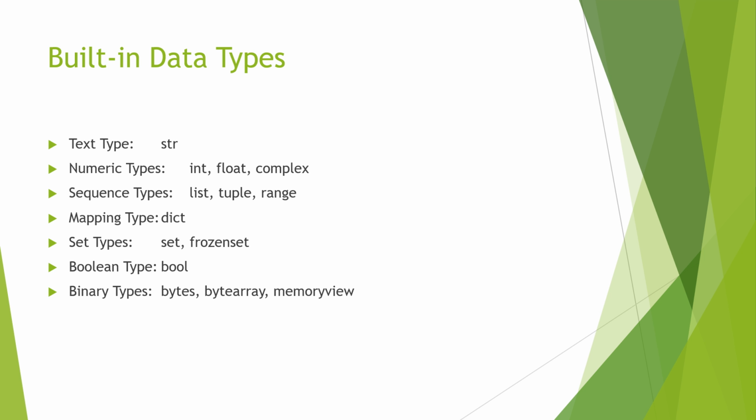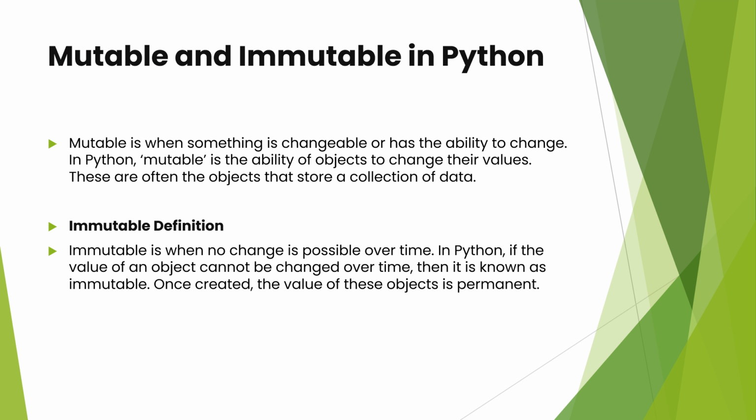All these are allowed. The sequence types are also there, like a list, tuple, or a range. The mapping type is also there, like a dict or a dictionary. The set types are also there, which is a set or a frozen set. Boolean type, which is a bool. Binary types are also there, the bytes, byte array, and memoryview. These are the different built-in data types available in the Python programming language.